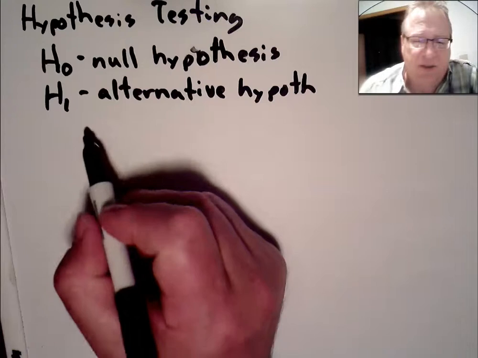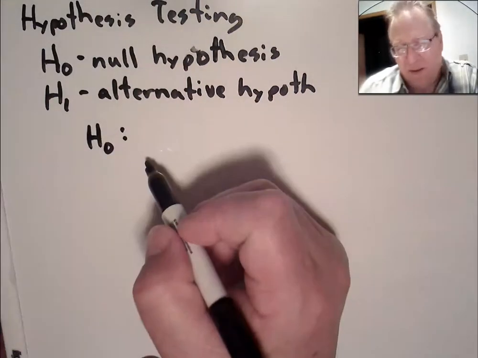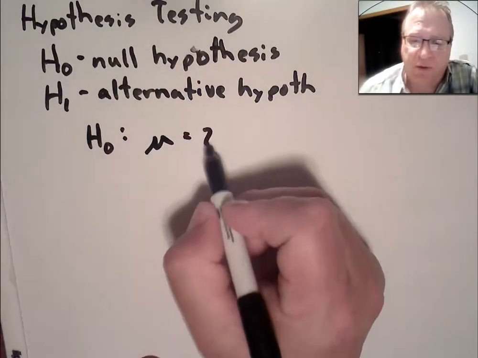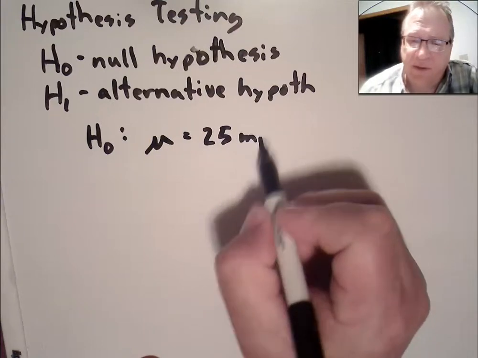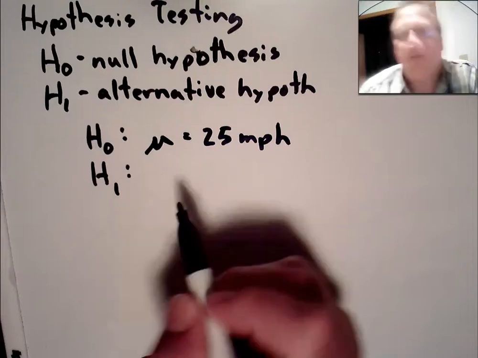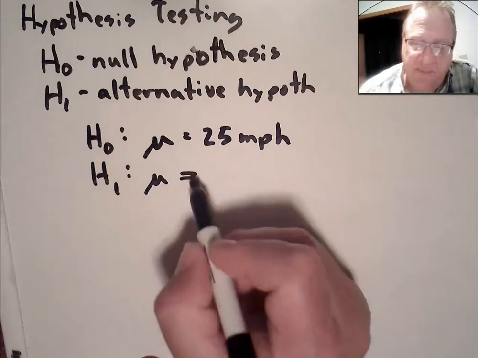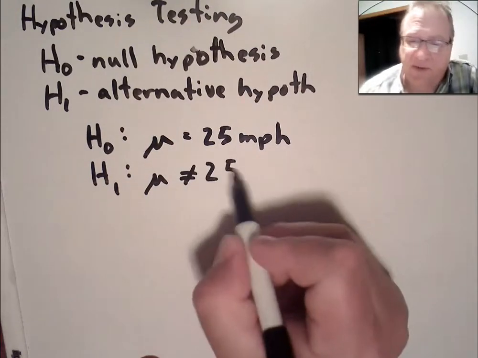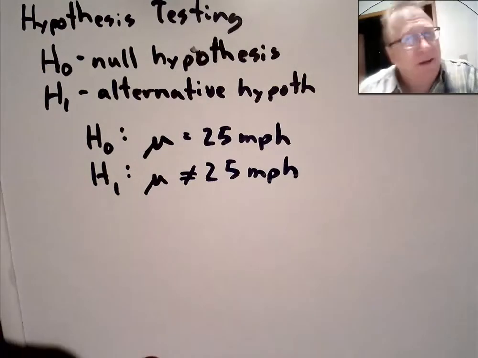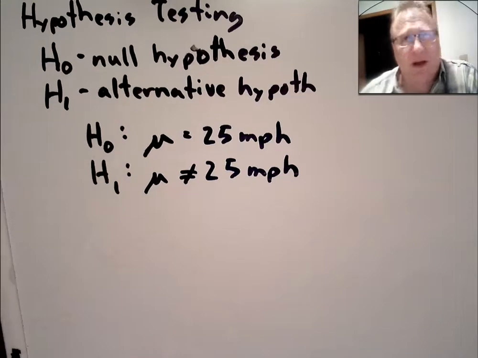And let's just look at a simple example. Let's say my null hypothesis is that the mean is equal to 25 miles per hour. And the alternative hypothesis then would be that the population mean is not equal to 25 miles per hour. Pretty simple. We're trying to prove or disprove the null hypothesis.